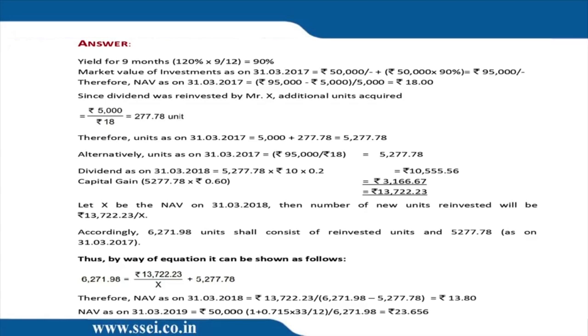Let's do it again. 71.5% is the annualized yield. So my holding period is 2.75 years. 71.5 into 2.75 is 196.625. So 196.625% of 50,000 is 98,312.5. Now 98,312.5 plus 50,000 is 1,48,312.5. So this is the ending value. 1,48,312.5 divided by 6271.98 is coming to 23.65. So 23.65 is the NAV on the last date.